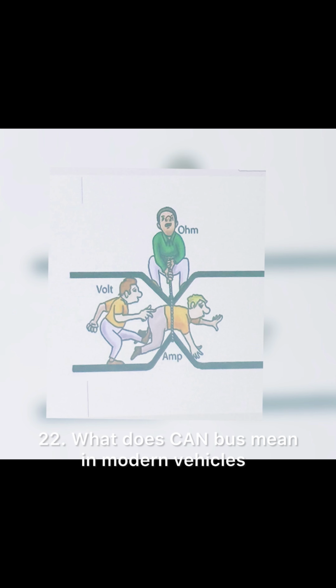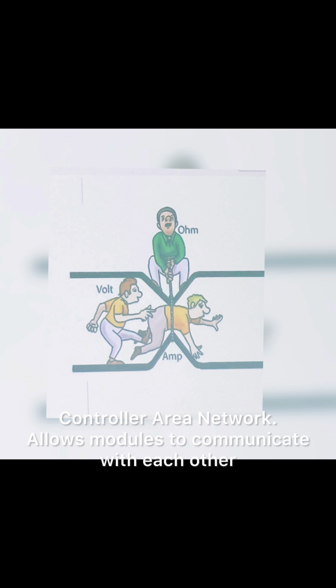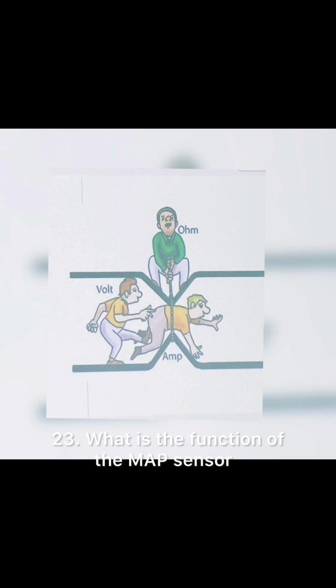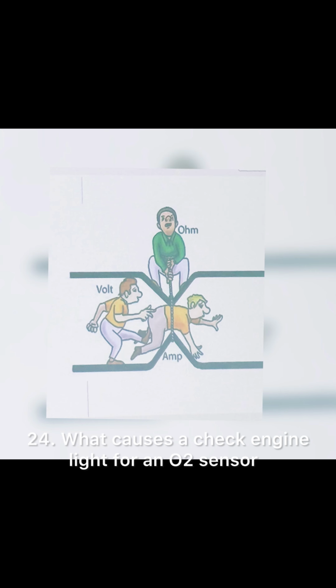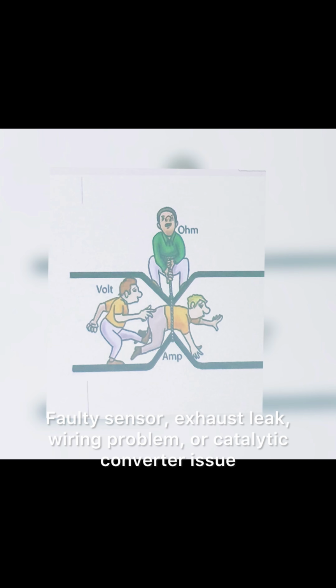22. What does CAN bus mean in modern vehicles? Controller area network. Allows modules to communicate with each other. 23. What is the function of the MAP sensor? Measures intake manifold pressure to calculate engine load for fuel mixture. 24. What causes a check engine light for an O2 sensor? Faulty sensor, exhaust leak, wiring problem, or catalytic converter issue.